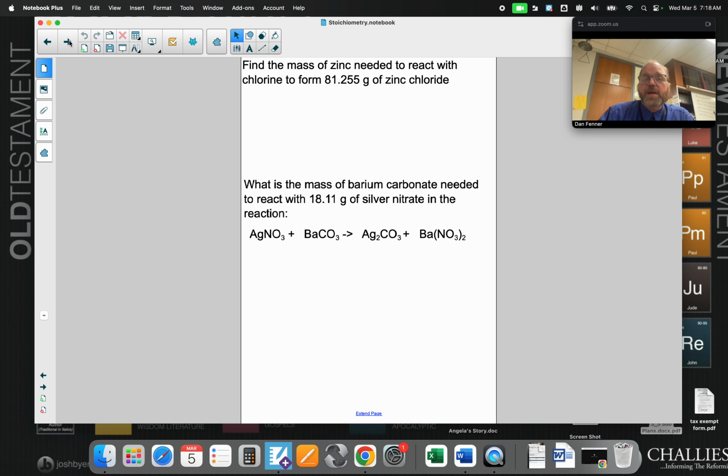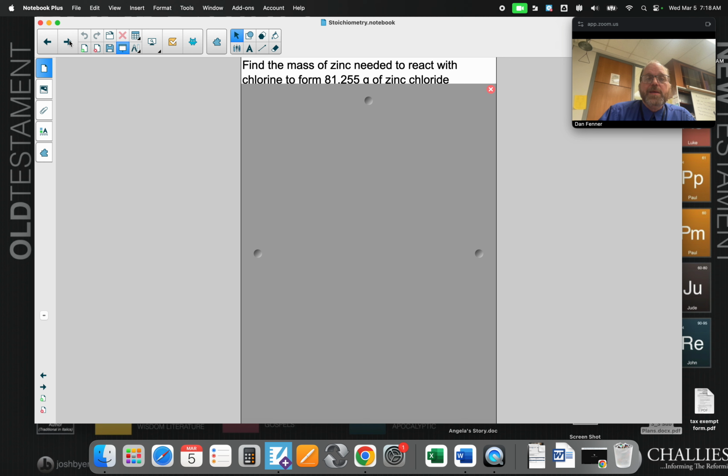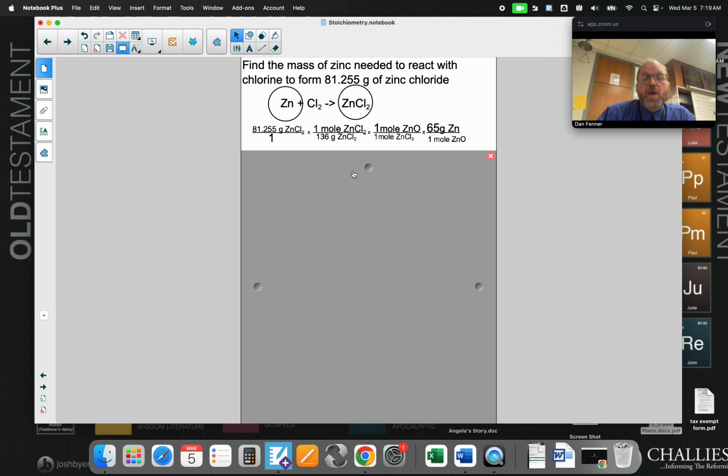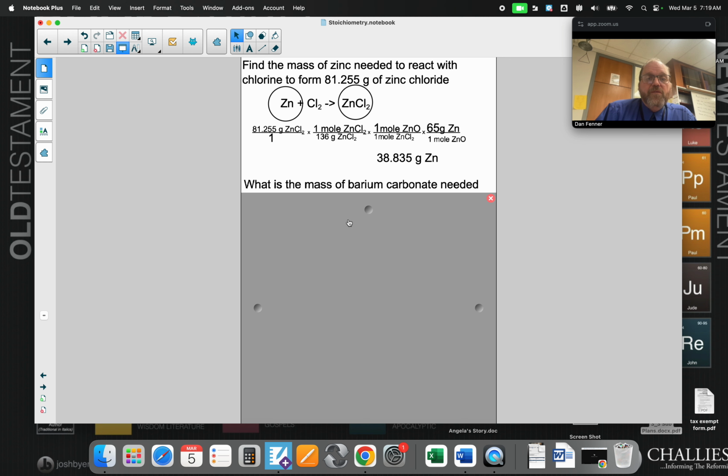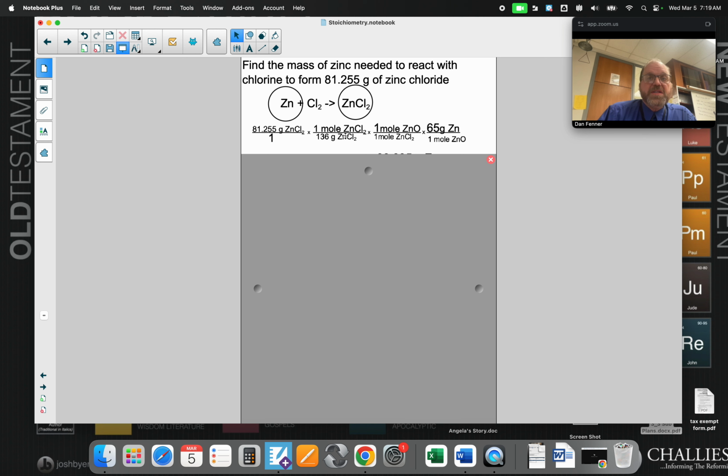Okay, all right, here we go. For the first one, my reaction is Zn plus Cl2 gives ZnCl2. It's already balanced, and these are the two I'm interested in. We're going to take 81.255 grams of ZnCl2. If zinc is 65 and chlorine is 35.5, times 2 is 71, then 71 plus 65 is 136 grams is 1 mole. 1 mole is 1 mole, and zinc is 65. We get 38.835 grams of zinc.